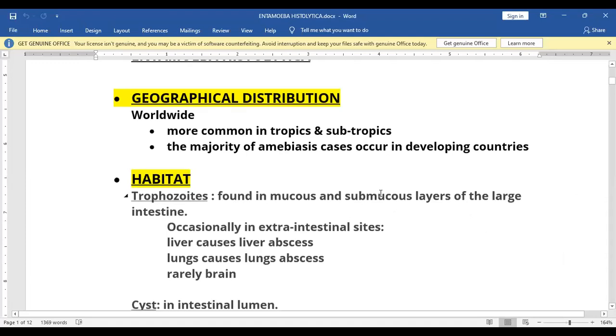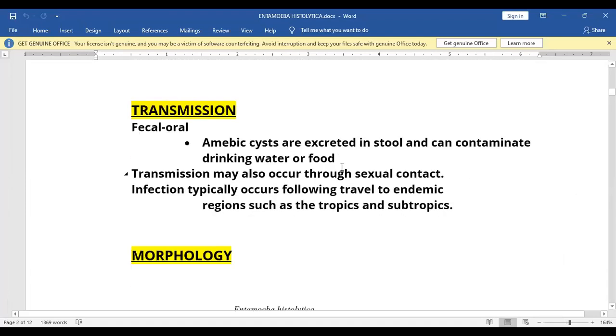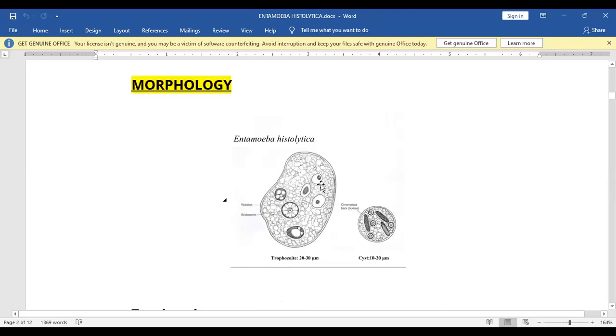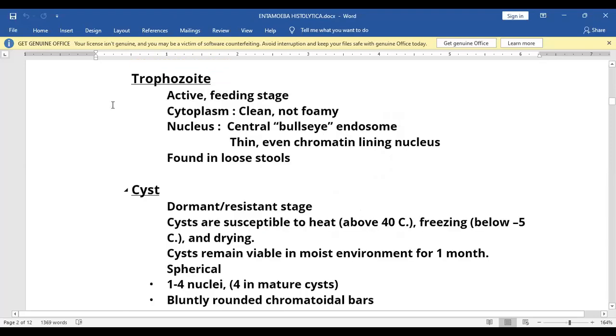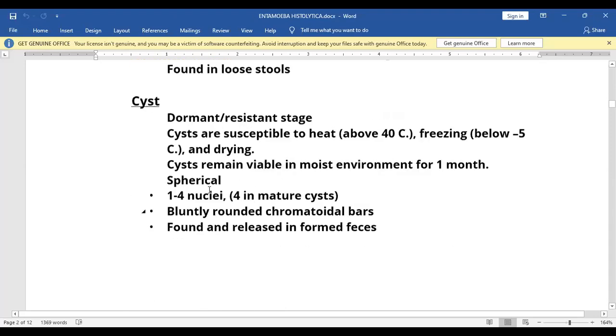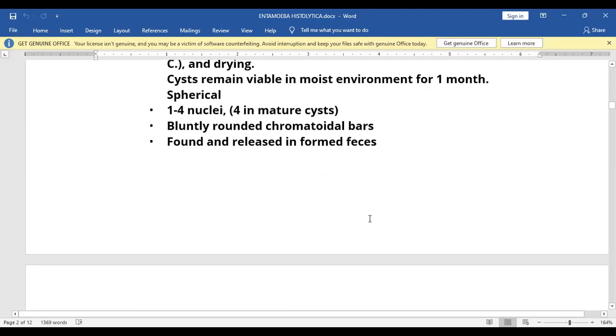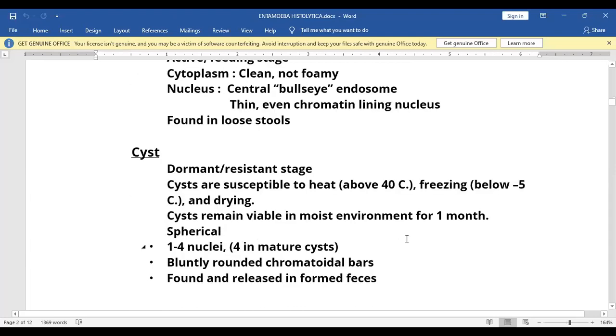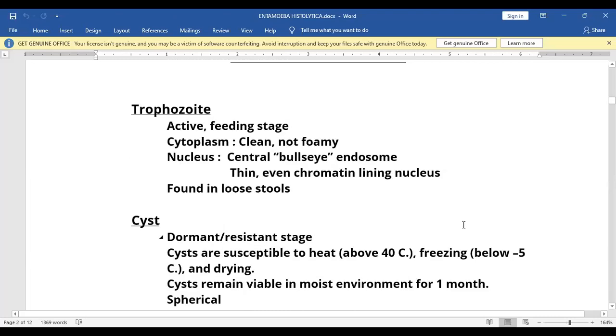Geographical distribution, habitat, and transmission are very important. This diagram is so that you can draw the organisms when you are attempting the question. Generally, the organisms in the diagrams which we see in the book are difficult to copy. A black and white diagram is easier to copy. So this was just because of that. And the trophozoite, these things you need. I haven't given you the sizes, I haven't given you anything else, but these were the minimum things which an individual is going to ask you.